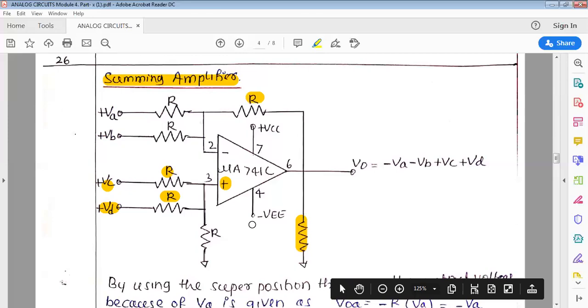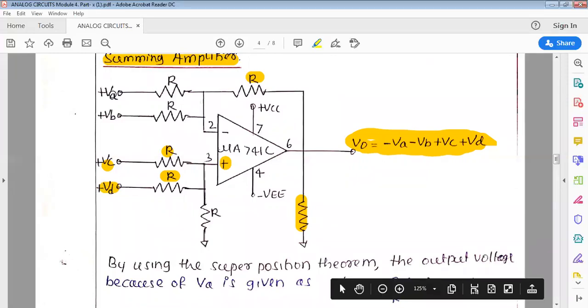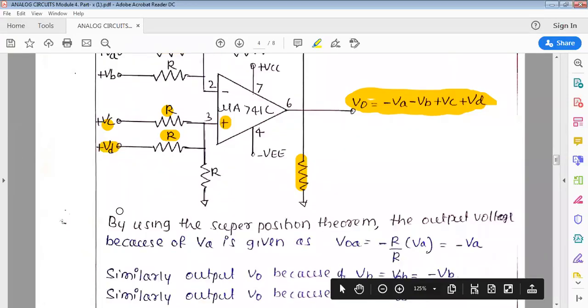Now, how to write the expression for this? That is, the output voltage V naught. We have written minus VA minus VB plus VC plus VD. Let us see how to derive this expression. That is, the output voltage V naught we need to derive. Again, as there are four power supplies used at the input side, I have to use the superposition theorem. And as there are four power supplies, I need to consider four different cases.